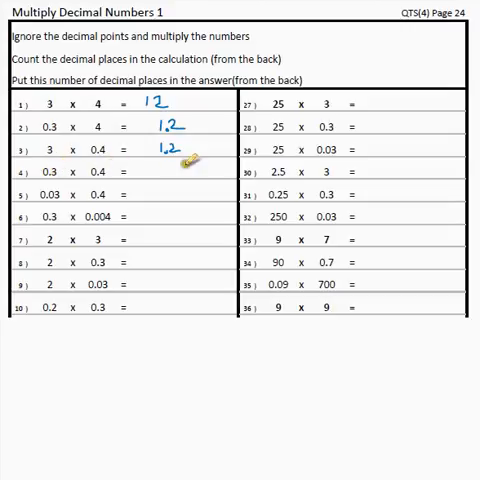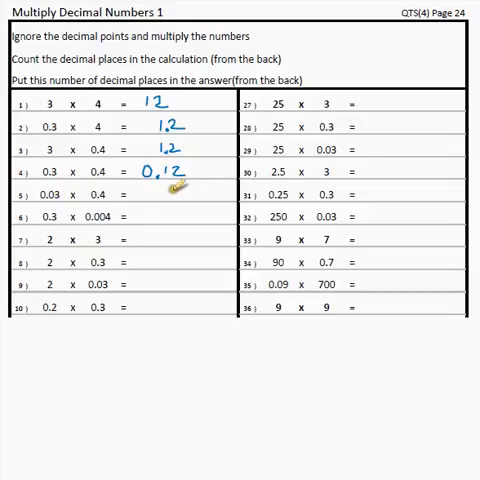Next one, ignore the point, so 3 times 4 is 12. Now, how many numbers do we have after the decimal point? 1 and 2. There are 2 numbers after the point here. So from the back, 1 and 2, and my point is there, so I have 2 numbers after the point. And here is an example where we have a point but no number in front, so we need a 0 as a placeholder.